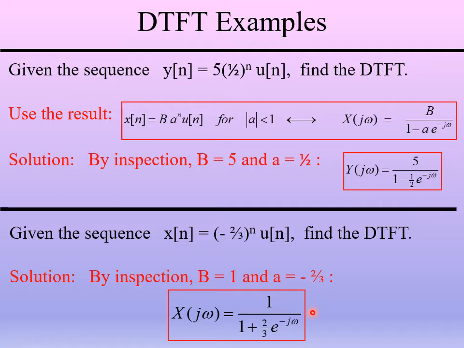So this is how fast this goes now. Now that we have this result, whenever we see a sequence that is a decaying exponential sequence, we can immediately write our result by inspection.